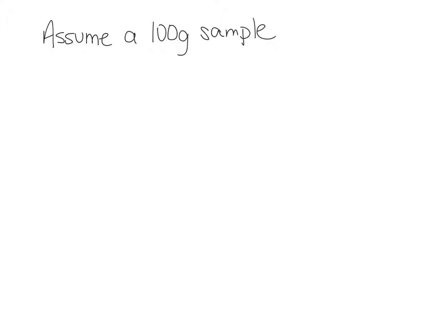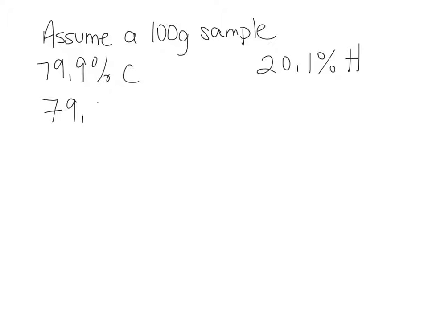So, example 2. What is the empirical formula for a compound whose percent composition is 79.9% carbon, 20.1% hydrogen? So if we assume a 100-gram sample, we have 79.9 grams of carbon and 20.1 grams of hydrogen. So always include your assume 100-gram sample.